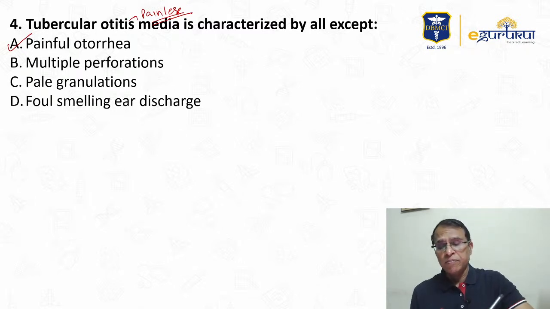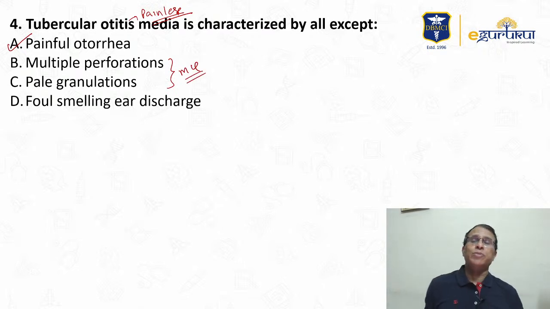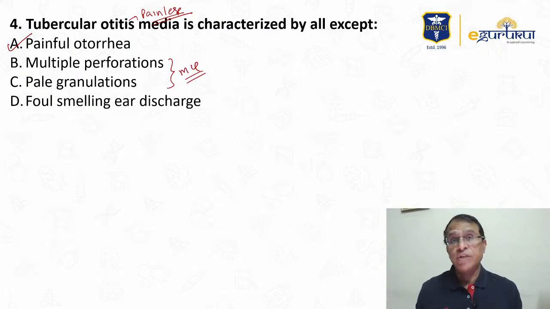Yes, very important. These two are very, very important. In MCQs, they ask you so many times these two special features of tuberculosis. One is multiple perforations and the other is pale colored granulations. These two are extremely important. Very commonly asked, these two. Right. And yes, discharge may or may not be foul smelling, not always foul smelling, but it is possible to have a foul smelling discharge.